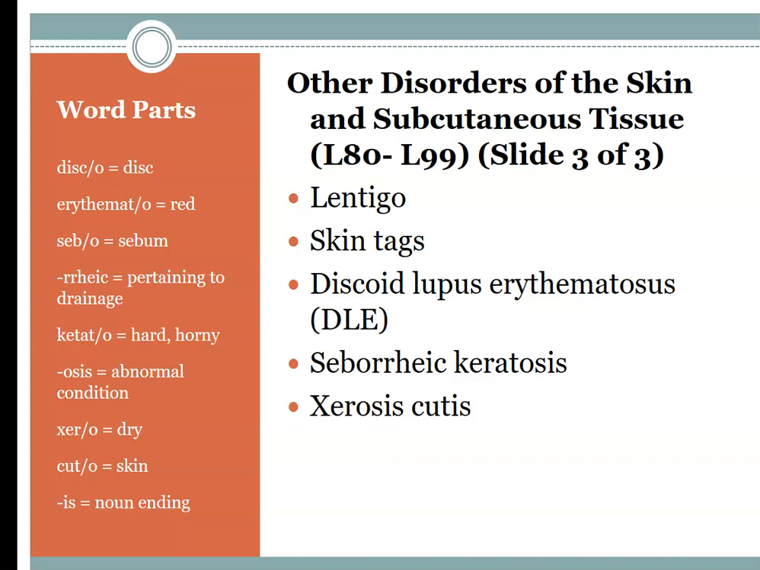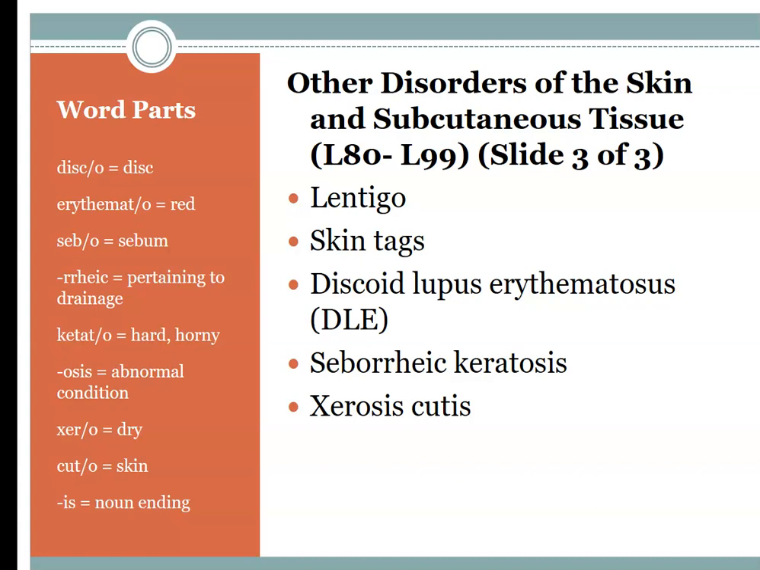Discoid lupus erythematosus is an autoimmune skin condition characterized by red, round-shaped lesions. Seborrheic keratosis is a benign, pigmented, warty lesion. It is caused by abnormal flow of sebum and is abnormally hard or horny. Don't confuse seborrheic keratosis with actinic keratosis. It is a hardened skin lesion that is caused by exposure to the sun.